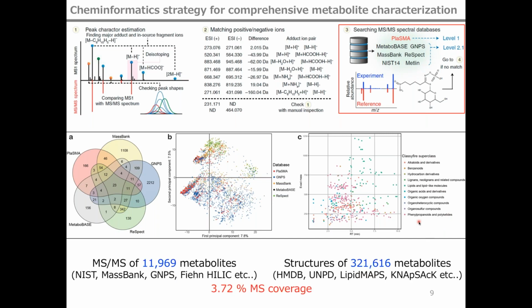However, as you know, the coverage of mass spec libraries is still very small. Actually, I counted the unique structures registered in mass spec libraries and structure databases by using the first layer of InChIKey, and I concluded that the current mass spec libraries cover around 3.7% of structures recorded in the metabolome structure databases. Therefore, we have to fill this large gap by computational mass spec techniques.